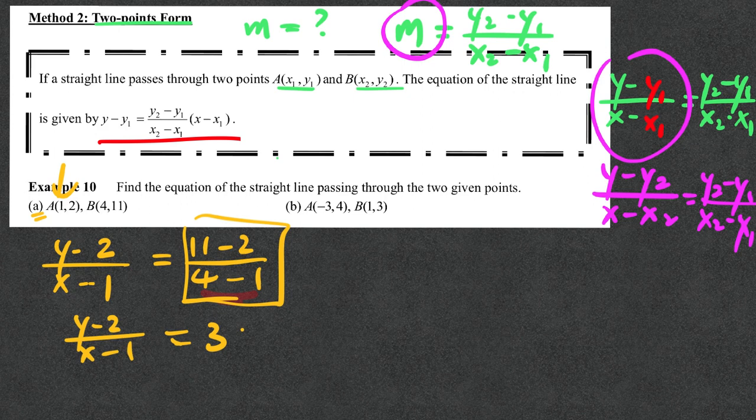You've got this 3. So as a result, y minus 2 will be 3x minus 3, or finally the equation will be 3x minus y minus 1 equals 0. And that's all how you can find the equation. I leave part B for you. I'm pretty sure that everyone can finish it properly.